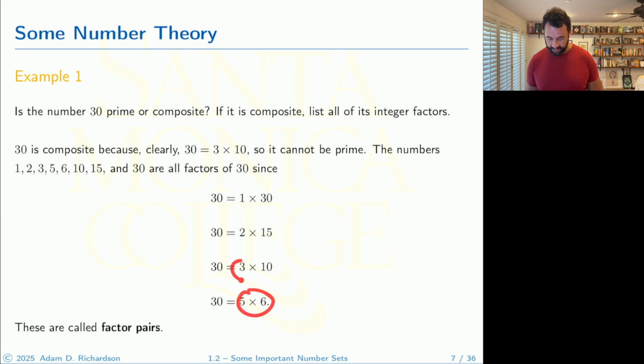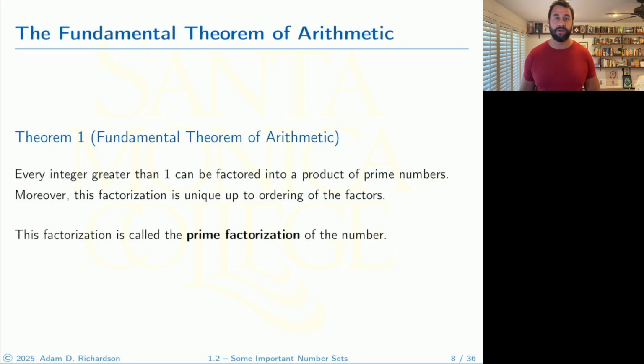And these little things here, these are what we call factor pairs. So if you ever hear that phrase, factor pairs, it means come up with a pair of numbers that multiply to give you the number 30. That's a factor pair. Okay, now we get to the fundamental theorem of arithmetic.